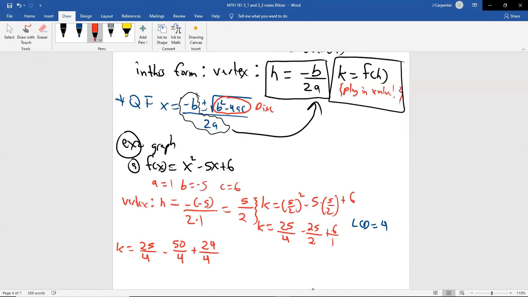25 minus 50 is negative 25. Negative 25 plus 24 is negative 1. So we get negative 1/4 as the y value. It is completely unacceptable to not be able to handle fractions in this class.